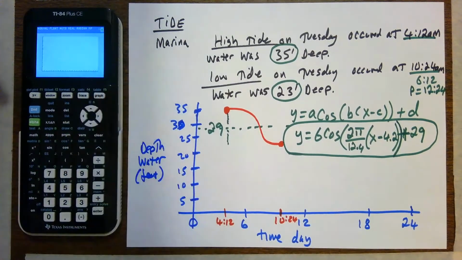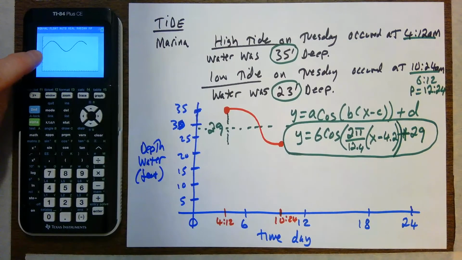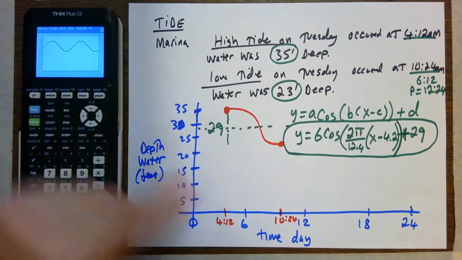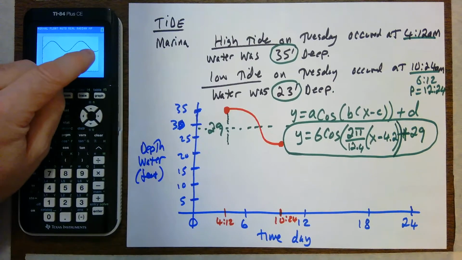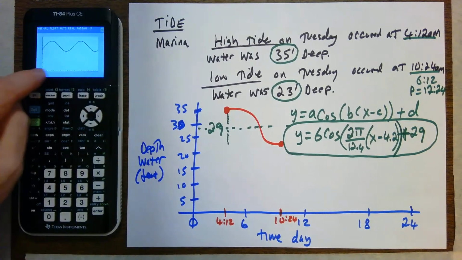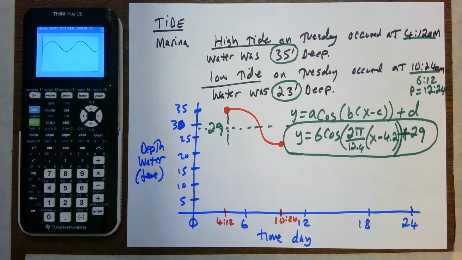All right, so now let's hit graph. And there's the tide. There it is. Here's where the tide started at midnight, and it was coming in, coming in, coming in. Here was my first high tide. I already know the time right there was 4:12 a.m. And then it's going back out, and then it's coming back in, and then it's going back out. So here's a 24-hour period of my tide.